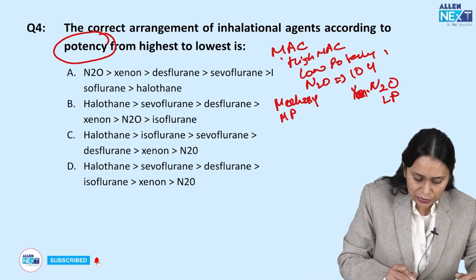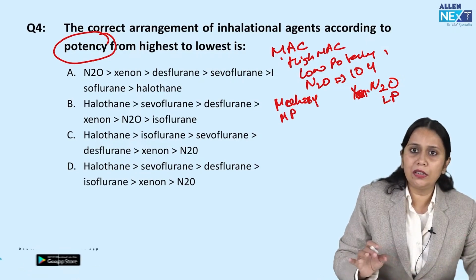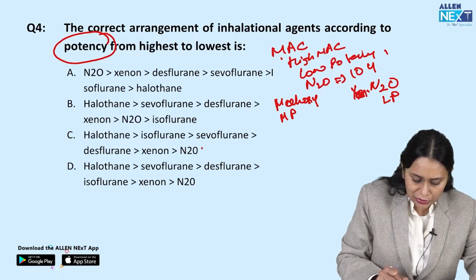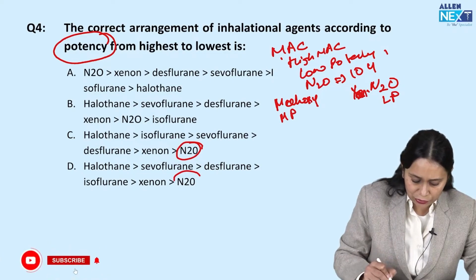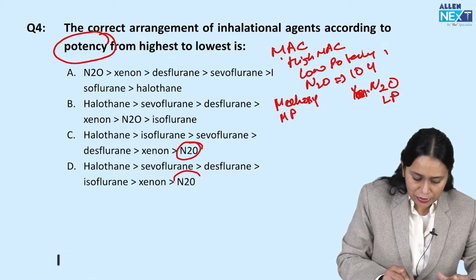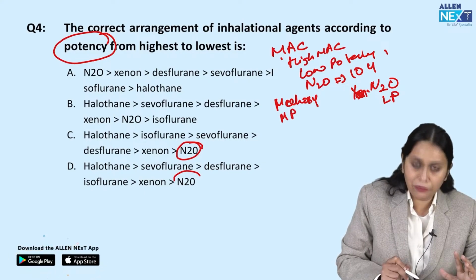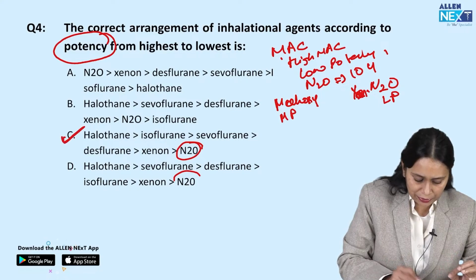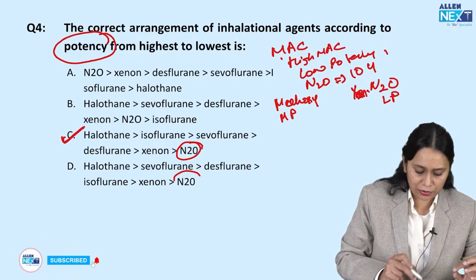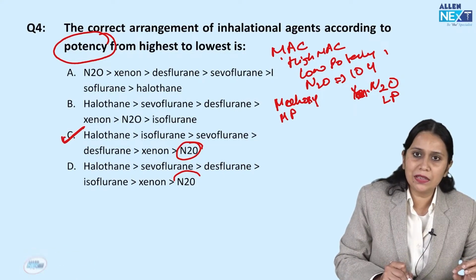So let us find the sequence. Nitrous oxide is not at all highest potent, it is least potent. So let us see the sequences with nitrous oxide at the end. Okay, so we have two sequences with nitrous oxide at the end. Now, halothane, isoflurane, sevoflurane, desflurane, xenon, the first option, C. This seems correct. Halothane, sevoflurane, desflurane, isoflurane, wrong option. Isoflurane is more potent than sevo and desflurane.